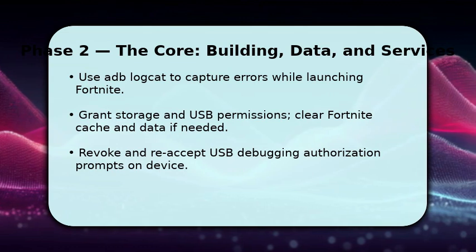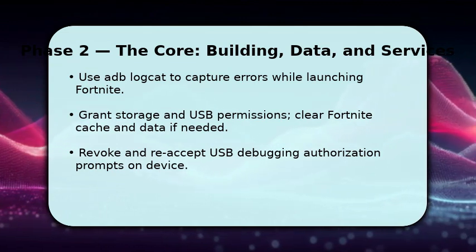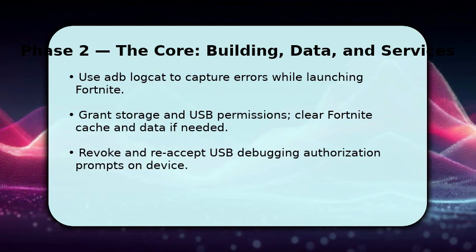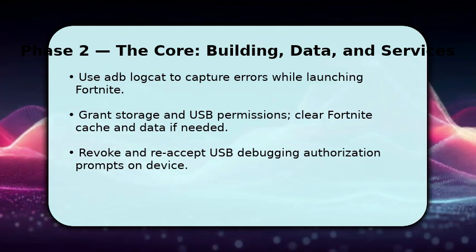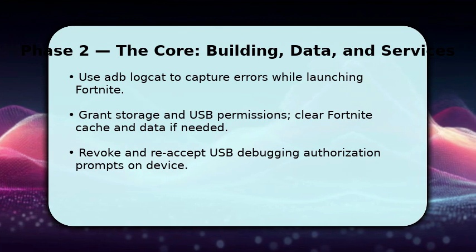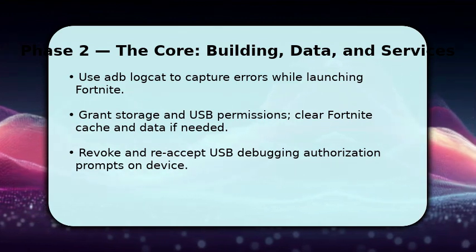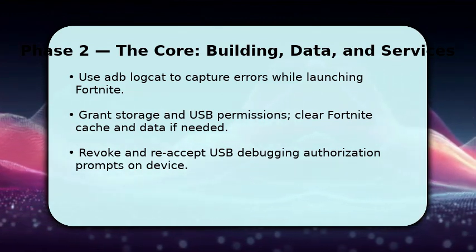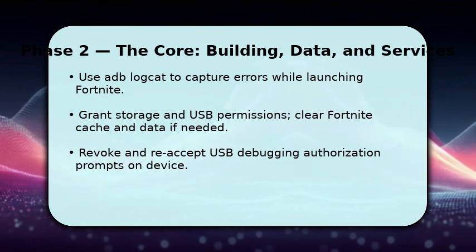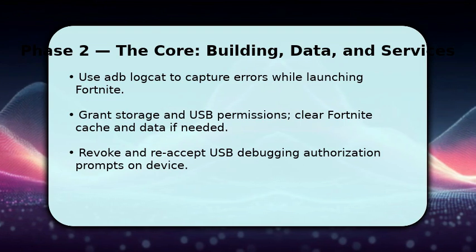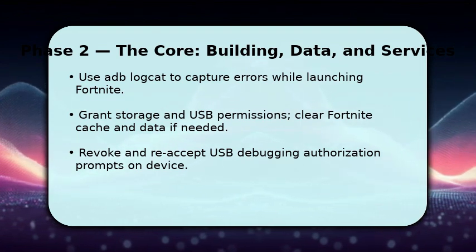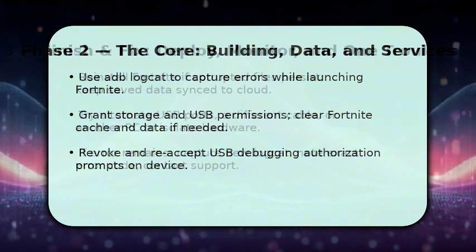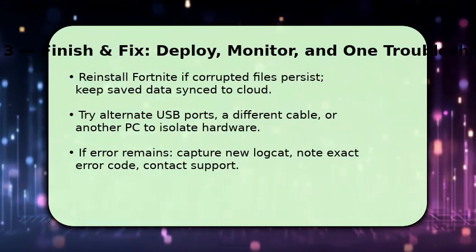Next, grant storage and USB-related permissions in app settings because missing permissions often block file mounts. If behavior persists, clear the app cache, and, if necessary, app data. Also revoke USB debugging authorizations, then reconnect and re-accept the prompt, since a stale authorization can fail. Finish by ensuring the app and routes are clean and validate the fix under real conditions.